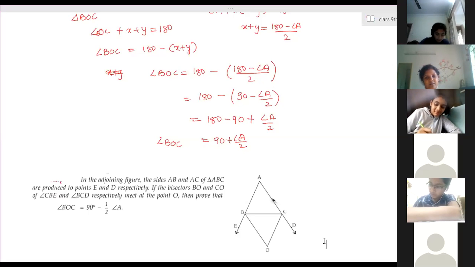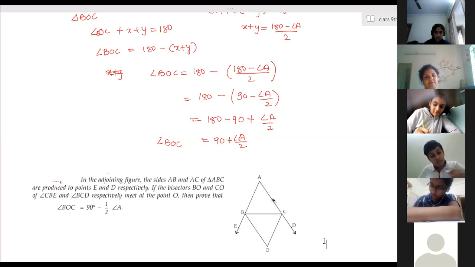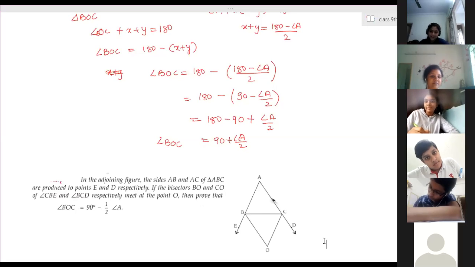Second one, have you done? This last one. And just now you gave that one, no? Yeah, that one. And then we see what to do. Similar way, angle sum property only you're using.